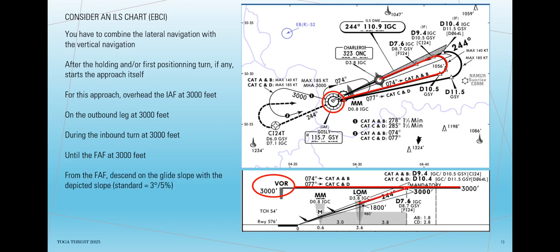From the final approach fix, descend on the glide slope with the depicted slope, standard, 3 degrees, 5%. Check the outer marker at 1,800 feet on the slope. Continue down the slope to the MINIMAS, see next.